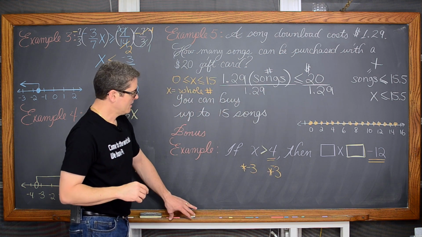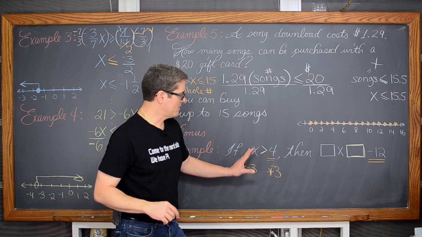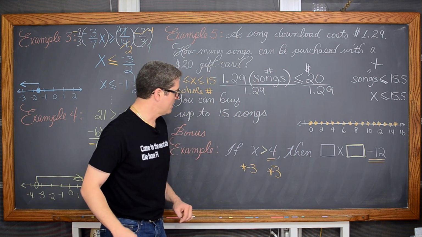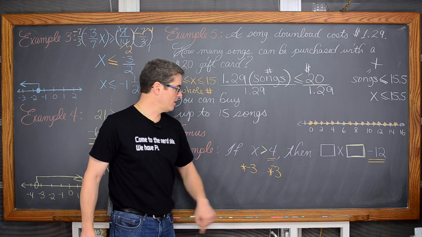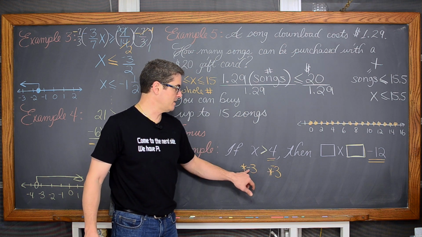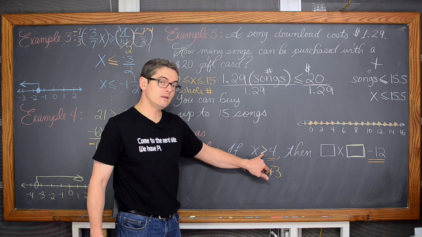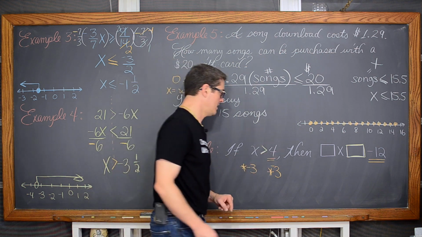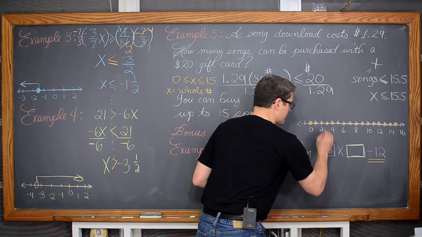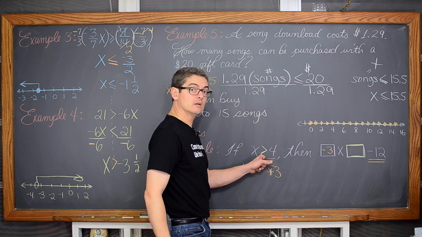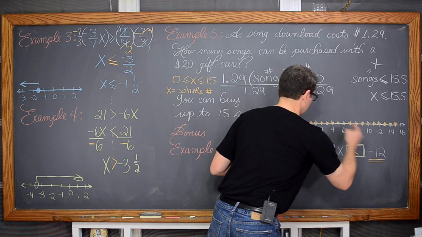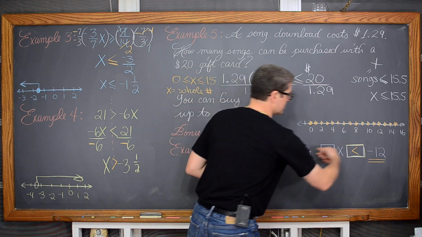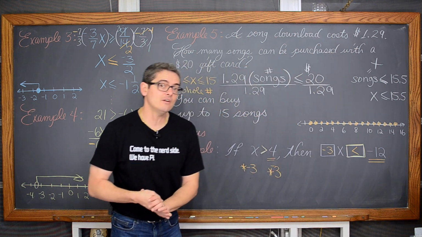negative 3, right? So I need to take this inequality to match this partial pattern, multiply both sides by negative 3, and when I multiply both sides by negative 3, I need to remember to change the direction of that inequality. So if x is greater than 4, then negative 3x has to be less than negative 12. And that is the end of my last example.